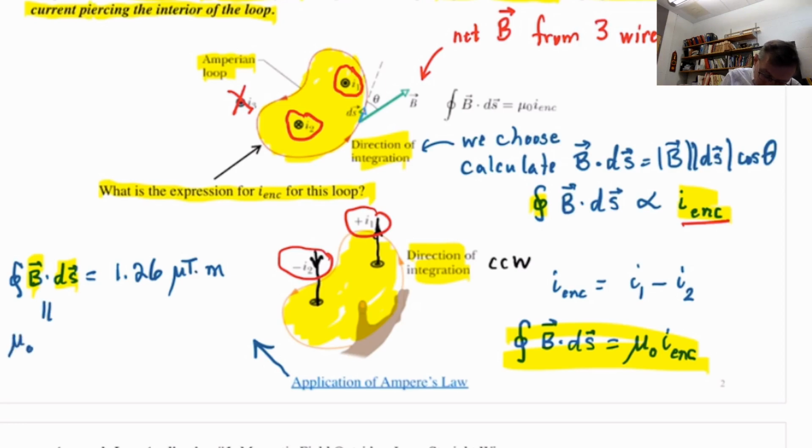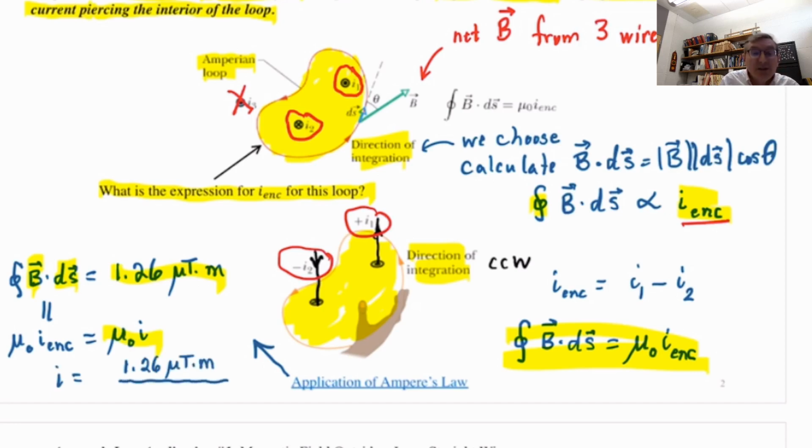Now, according to Ampere's law, that magnetic circulation must equal mu zero times the current that's enclosed or encircled by the path. And that's just the current in the wire in this case, right? I. So I'm going to set this equal to this and solve for I. I equals 1.26 microtesla times meter over mu zero.